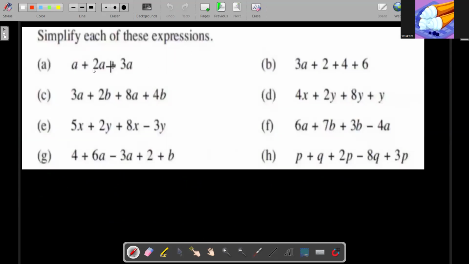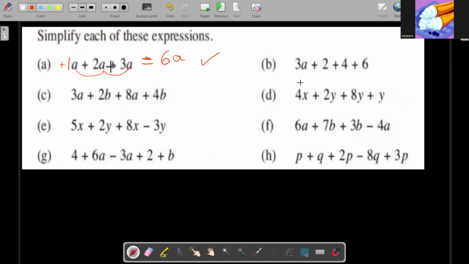So let's go to the first one here, Ireland. Easy one. Tell me the answer. 5A. Good. So this is 1A plus 2A plus 3A. All of them here are like terms. So 3 plus 2 plus 1 is 6A, not 5A, right? How much is that, 5 or 6? 6, right. Don't forget the A here. This A is understood to be a 1, right? So 6A. That was the easiest one of them all, right?